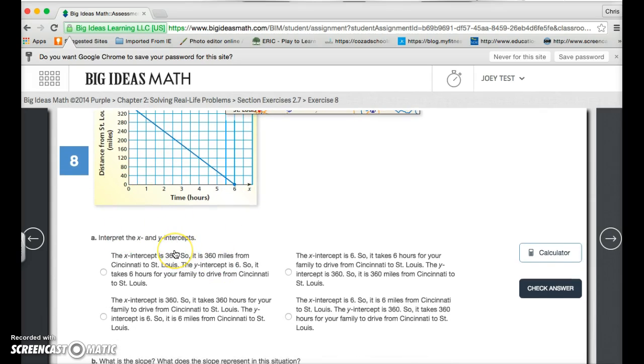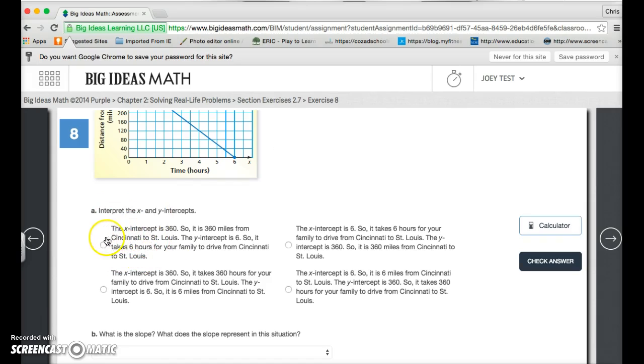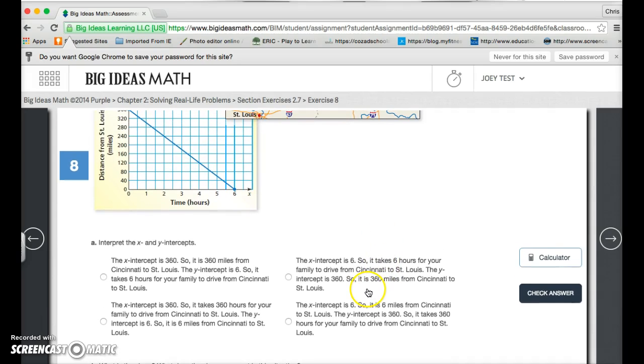So interpret the data, interpret the intercepts. I just talked about it. The x-intercept is 360. Is that true? Before I read the rest of this, is that true? No. So do I even need to read the rest of the first option? No. Let's move to the right. The x-intercept is 6, so it takes 6 hours for your family to drive from Cincinnati to St. Louis, and it says the y-intercept is 360, so it is 360 miles from Cincinnati to St. Louis. Is that what I just said when I read the graph above? Yes, it is.